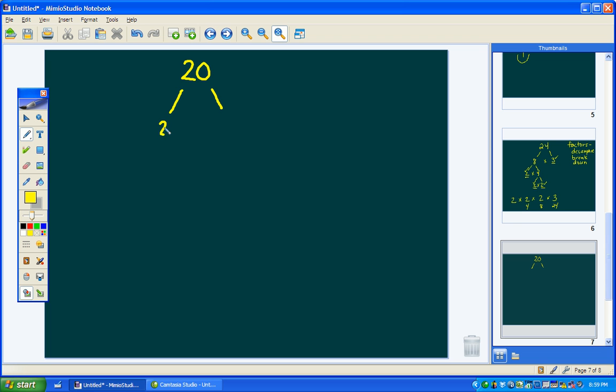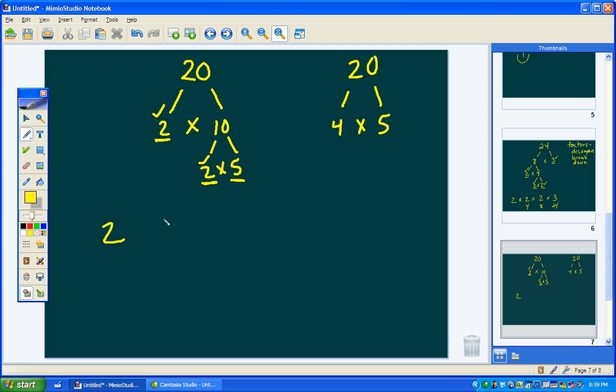Okay, I know 2 times 10 is 20. Some of us might have done 4 times 5. One way is not better than the other as long as I know that I'm going to get to the same end result. Okay, 2 is a prime number, so I'm done with that one. 10 breaks down into 2 times 5. Well, 2 is prime and 5 is prime because there's nothing else I can do to break down or decompose those numbers. So my prime factorization, I'd write down my 2, my next 2, my 5. So 2 times 2 times 5 is the prime factorization of 20.